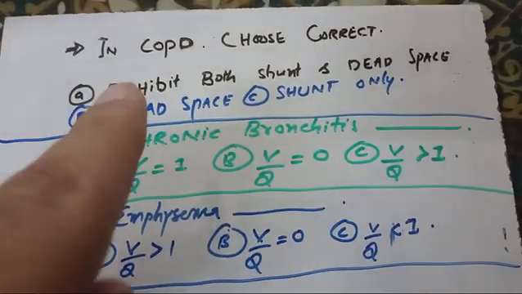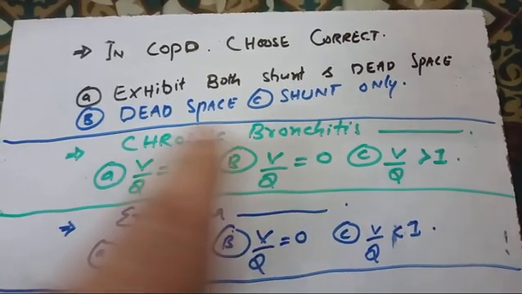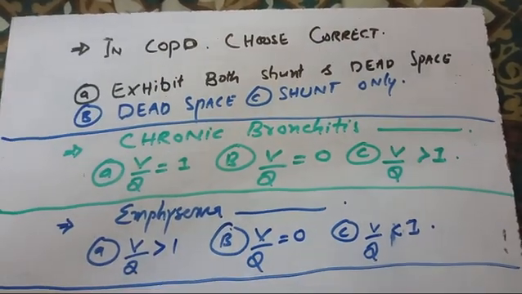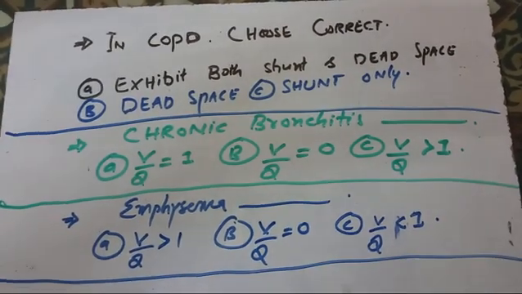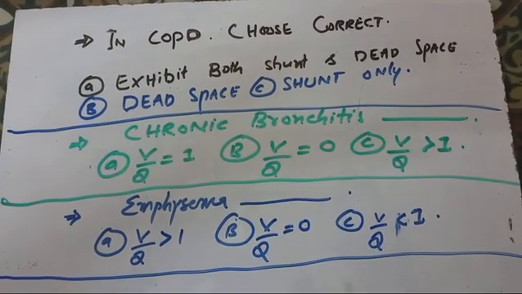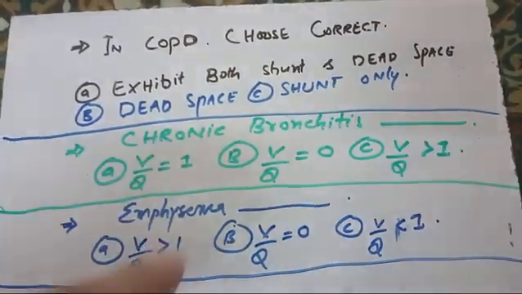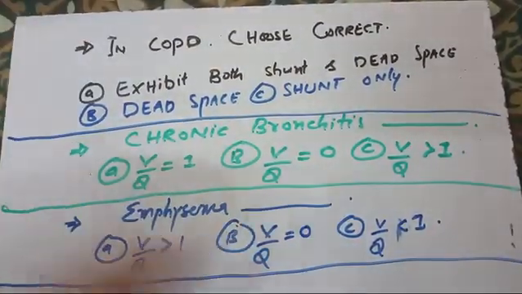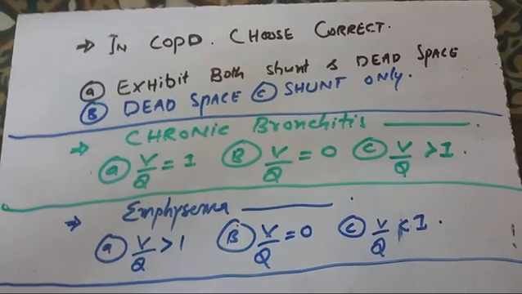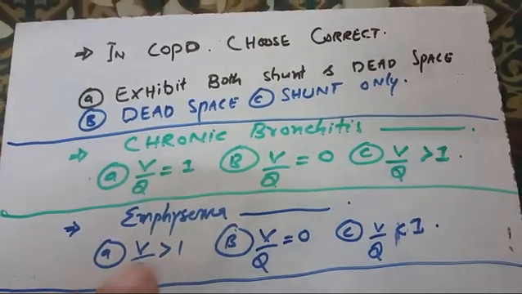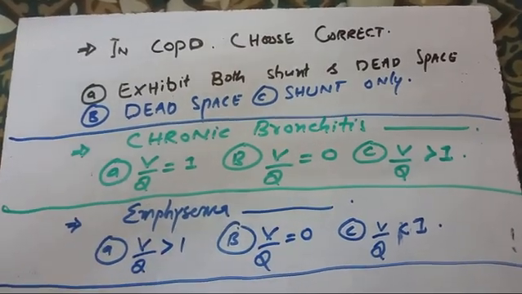They can ask what happens in chronic bronchitis. There is shunt, there is not dead space. There is mainly shunt. In emphysema, we have destruction of the membrane. If the alveolar membrane is destroyed, there will be no gaseous exchange. If there is no gaseous exchange, there will be a massive increase in dead space. So for dead space, we have V by Q more than 1.